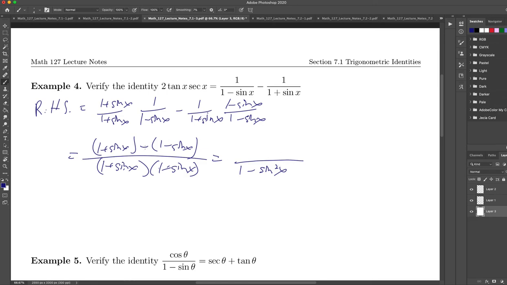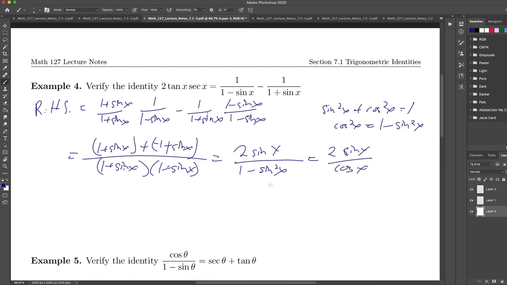Here, if I distribute this negative, I make this positive, this will be negative, this will be positive, so the 1's cancel each other, but the signs add up, so I'll get 2 sine of x. Well, notice that if I take sine squared x plus cosine squared x equal to 1, that means cosine squared x is equal to 1 minus sine squared x. And you'll get used to this: 1 minus the sine or 1 minus cosine is just the other function. So this is cosine squared x, so I can rewrite this as 2 sine of x over cosine squared x. Forgot my squared.